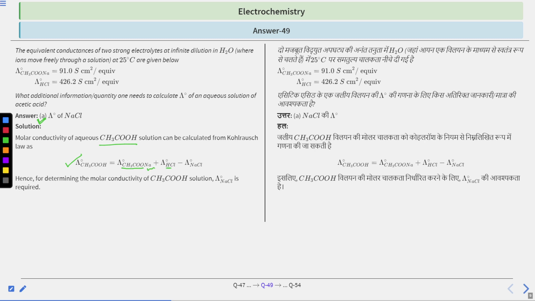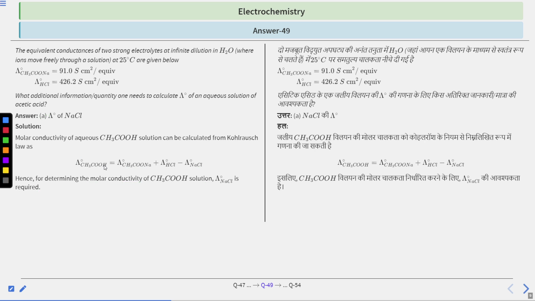Now what about Na and Cl? So we have to subtract the lambda naught value for Na positive and Cl negative, which is equal to the lambda naught value for NaCl, right? So we subtracted it, and hence it will be equal to lambda naught for acetic acid. Hence, for determining the molar conductivity of CH3COOH solution, lambda naught of NaCl is required other than these two values. Okay, thus our option A is the correct answer.